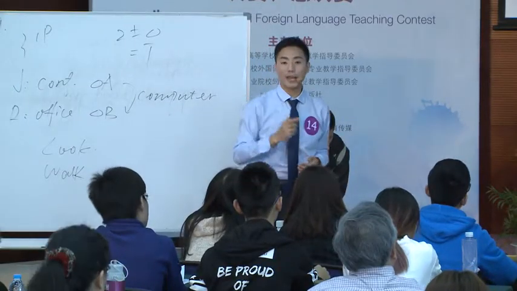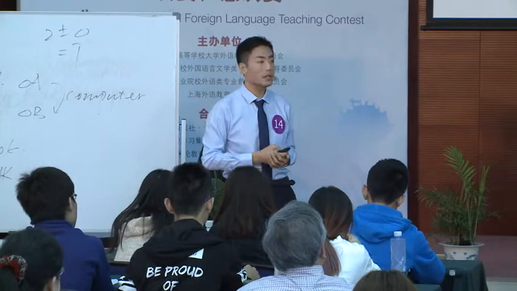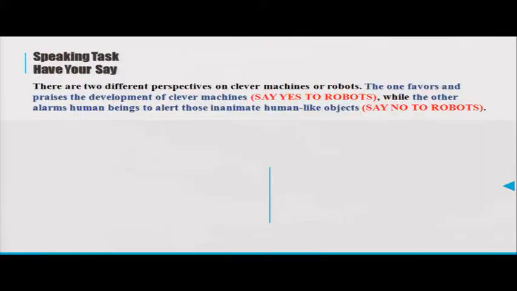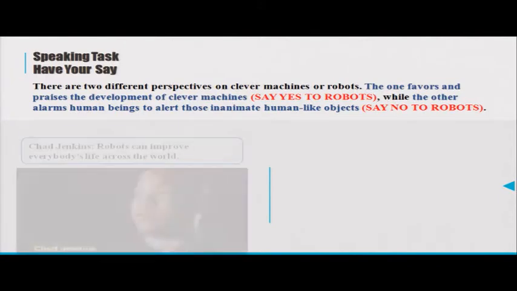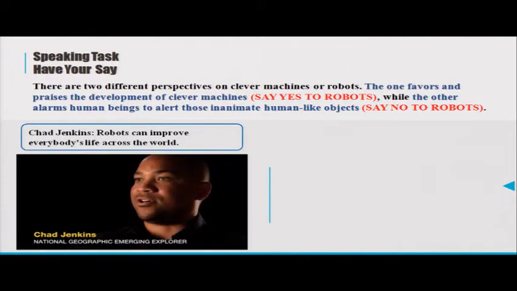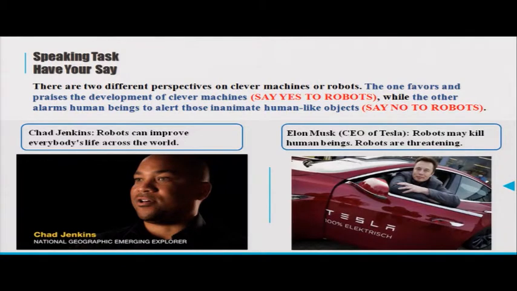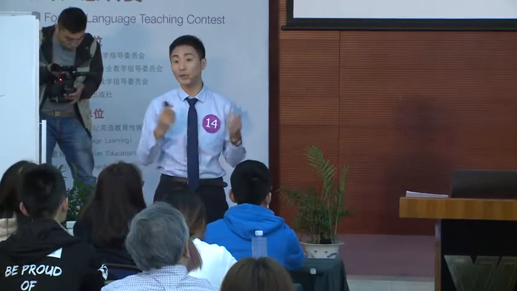Now, let's have a practice to use this skill, our critical thinking part. So nowadays, we know that people have had a different attitude toward robots. Some say yes to it, and some say no to it. Now, our speaker, Chad Jenkins, he says yes to it. Another big dog, do you know Elon Musk, the CEO of Tesla? He believes that robots may kill human beings. Robots are threatening. So what is your idea?